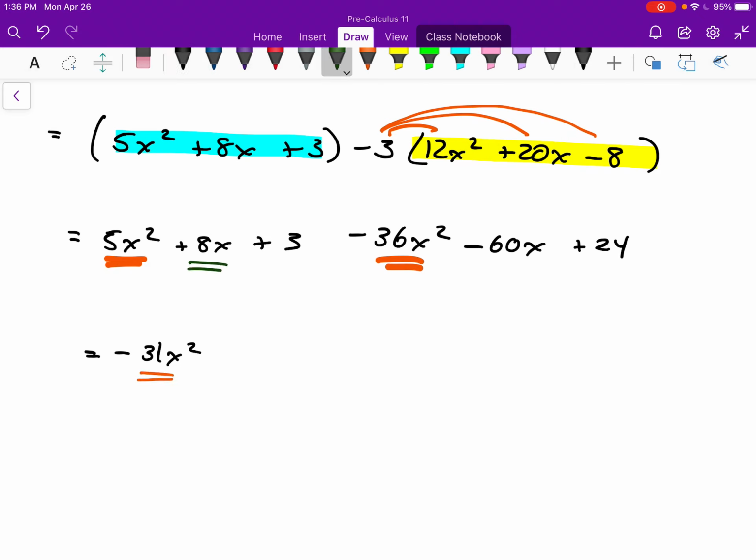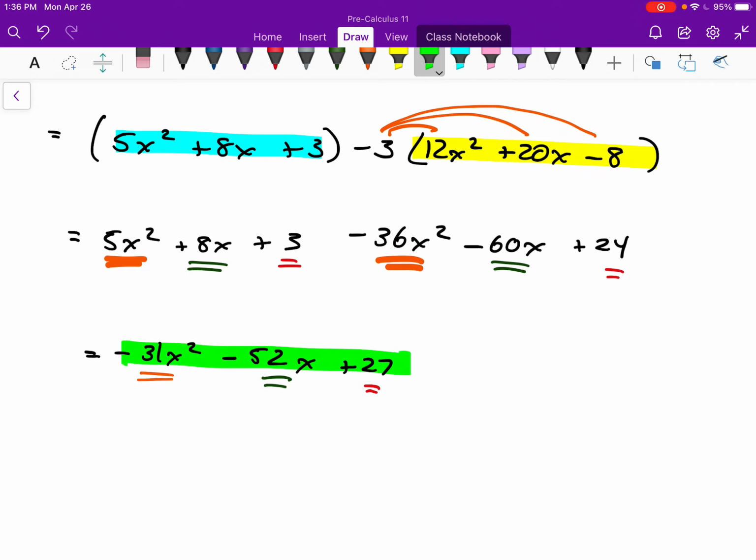Next, I got 8x here, minus 60x. 8x take away 60x is negative 52x. And lastly, plus 3 plus 24 altogether is 27. So this is my final answer.